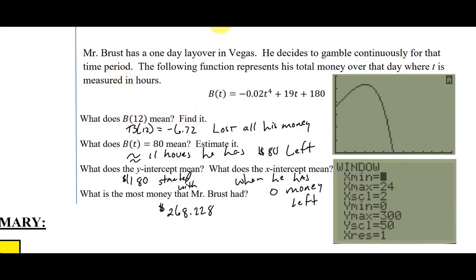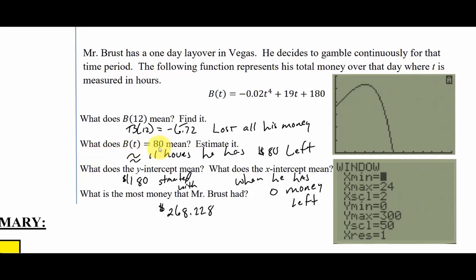So what does B of 12 mean? B of 12 means negative 6.72. You could have found that out by doing the trace and typing it in. And it was negative, which means he lost all his money already. So he has $0 left after 12 hours in Vegas.